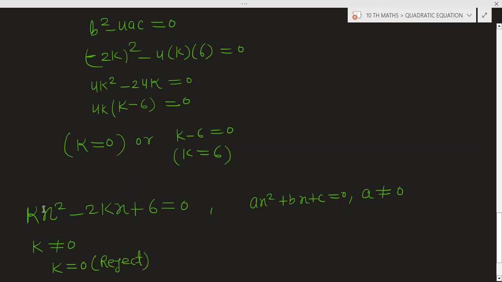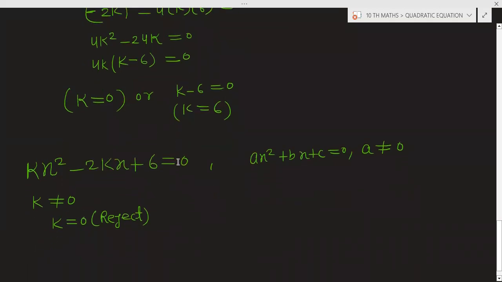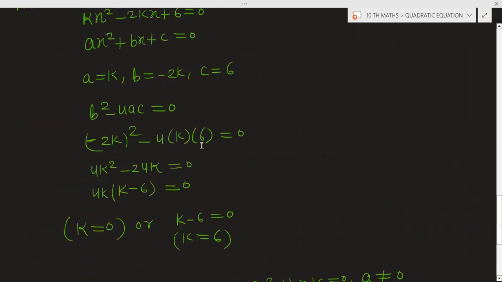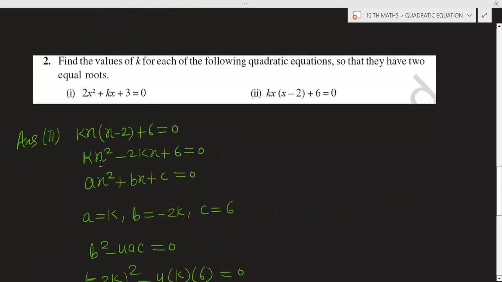Why? If k becomes 0, this will not remain a quadratic equation. This will be only a linear equation. So the value of k is 6. So k is equal to 6 is the answer. Means the final quadratic equation, if you want to find, you can write the value of k in this equation: 6x square minus 12x plus 6.